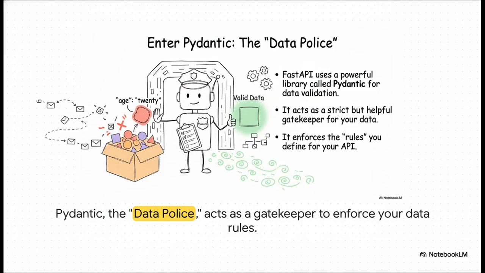It's a library that FastAPI uses under the hood, and it acts like a strict but super helpful data police. It stands at the front door of your API, checks all the incoming data against the rules you set, and if anything doesn't match up, it gets rejected, automatically, with a clear error message. It's an absolute game changer.